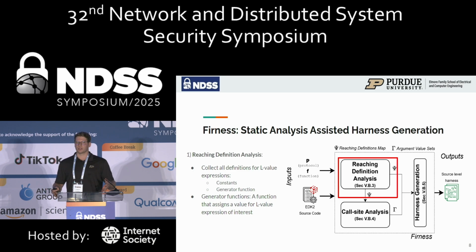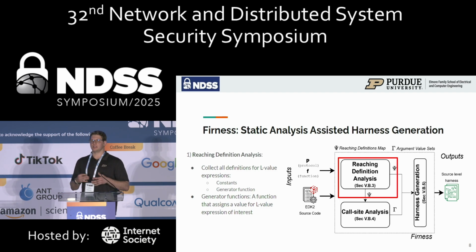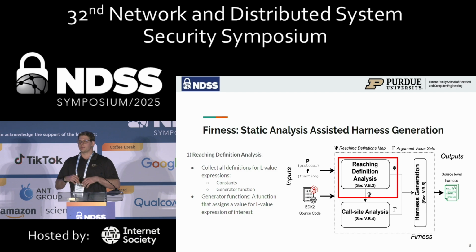There are three main parts of FIRNESS to generate these harnesses with structured input. Since we're generating source-level harnesses in C, they can be modified and changed, because the specification itself is generic across different implementations. So vendors themselves can have different internal code. We wanted this tool to be as generic as possible, even though we tested it on the open source EDK-2 that was available. But the first step was our reaching definition analysis.